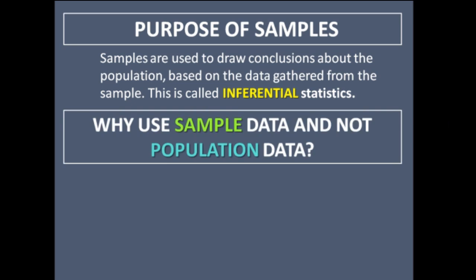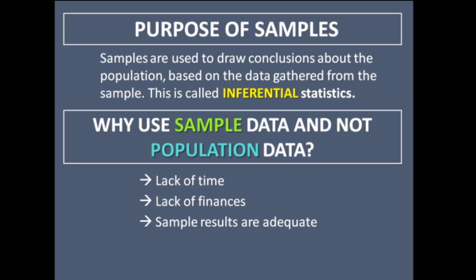Why would we bother taking a sample and not simply use all the data from the entire population? Well, there are a number of reasons why we may do that. It may simply be that we don't have enough time to take data from the entire population. And maybe that we don't have enough money. A lot of times what we'll find is that the sample results are often enough. They allow us to make accurate conclusions about the population anyways. There may be limitations, either physical or geographical, which prevent us from taking data from the entire population.